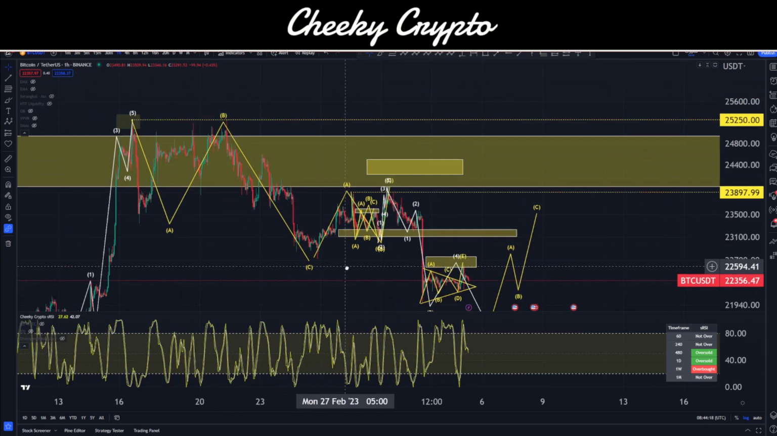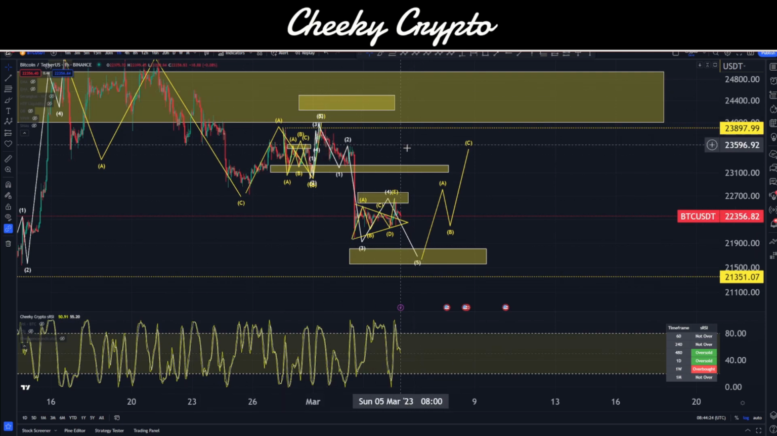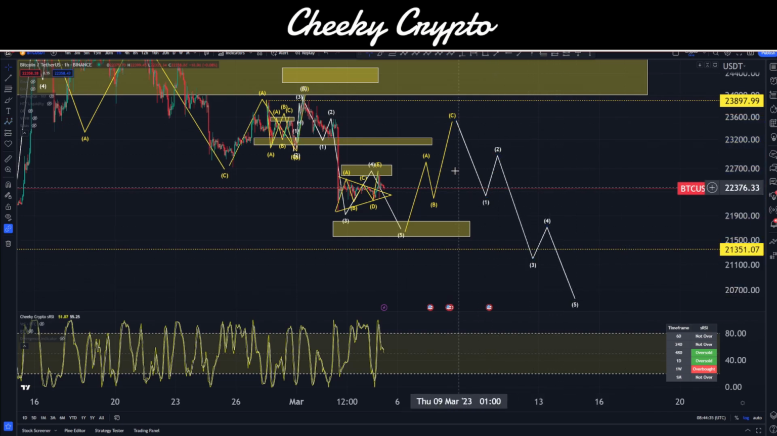Okay, now it's possible that all of this from the very top end here is just a 3-3-5, a flat corrective structure. However, we can't rule out the possibility that this is a zigzag pattern, and it's basically 5 waves down, 3 waves up, and then once that is complete at a much later date, we have another 5-wave move down. That would complete a zigzag pattern.